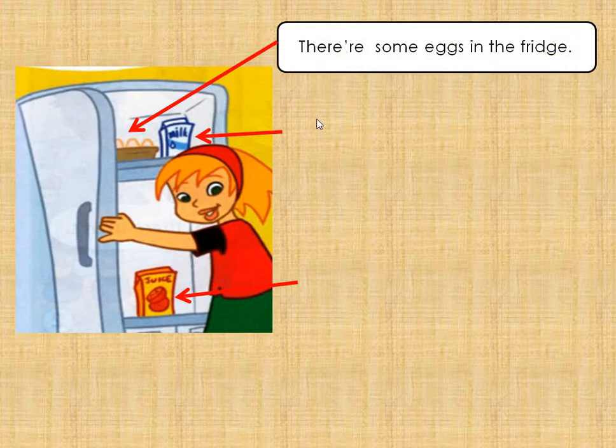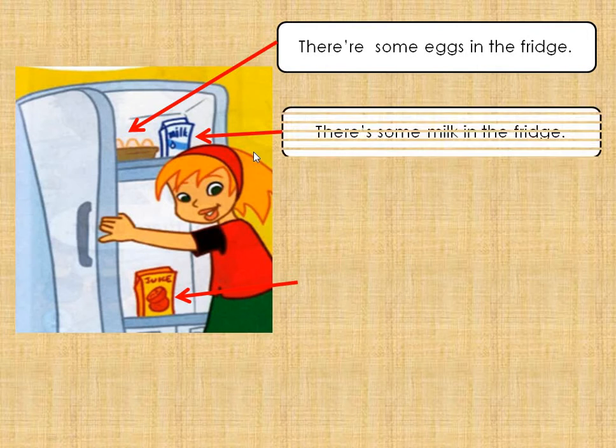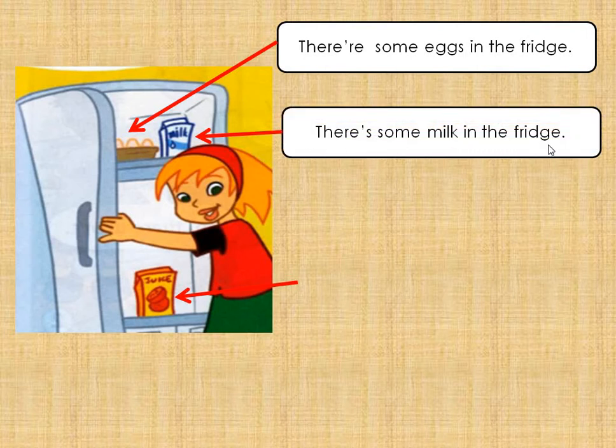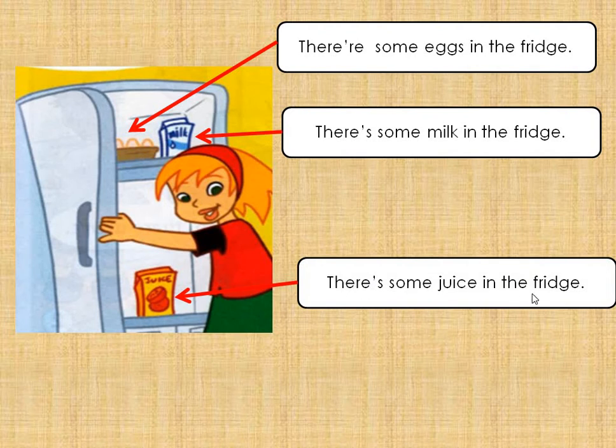Okay, next. So what is in the fridge? The first one. There are some eggs in the fridge. Next, there's some milk in the fridge. There's some milk in the fridge. Okay, last one. There's some juice in the fridge. There's some juice in the fridge.